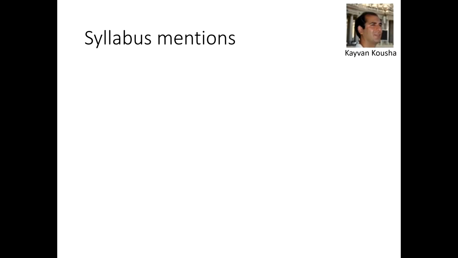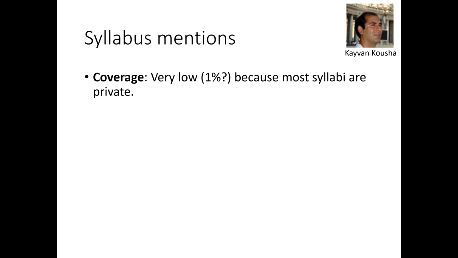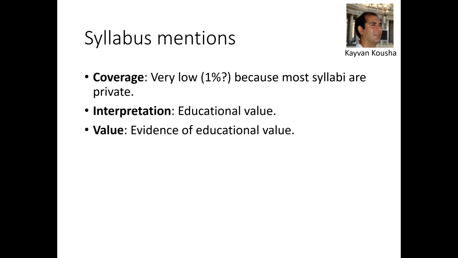And one other: syllabus mentions. So this is an altmetric with low coverage. I think maybe at most 1% of articles are mentioned in an academic syllabus anywhere that can be found in public, because most syllabi are private. And if your paper is cited in an academic syllabus, a core syllabus, then it's evidence of educational value because it's being used to help educate students. So this is an easy one for interpretation. So the value is evidence of educational value.